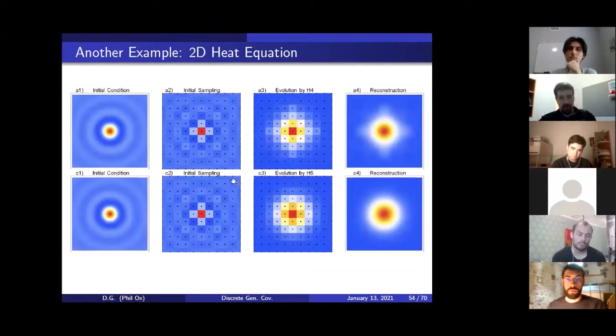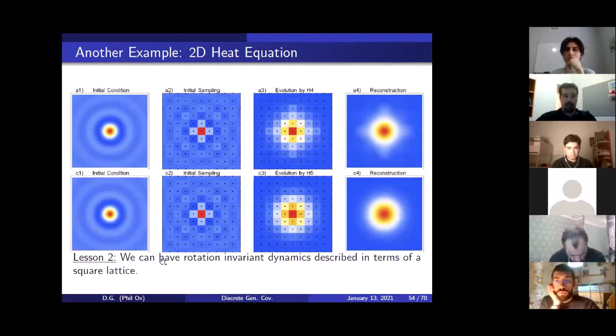So side by side, same initial condition, same initial sampling. We evolved by two different types of dynamics, and then we do the reconstruction. The dynamics in some cases ends up rotation invariant, in some cases it doesn't, right? This shows the same thing as lesson 2 from before, but now with rotation invariance. So we can have rotation invariant dynamics described in terms of a square lattice. No problem at all, right?